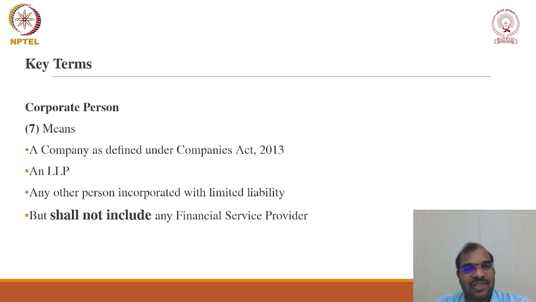The next definition is corporate person. Section 3 subsection 7 of the Act defines the term corporate person. Corporate person means a company and an LLP. Company as defined under the Companies Act, and LLP or any other person incorporated with limited liability. Please remember these corporate persons. In the subsequent lessons we are going to discuss who is eligible to file a petition under this legislation. A corporate person is also one of the persons eligible to file an application under this legislation. So corporate person means a company as defined under the Companies Act 2013, and LLP or any other person incorporated with limited liability. But shall not include, you have to be very careful.